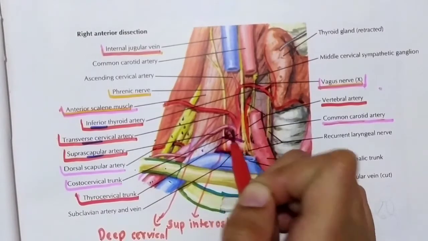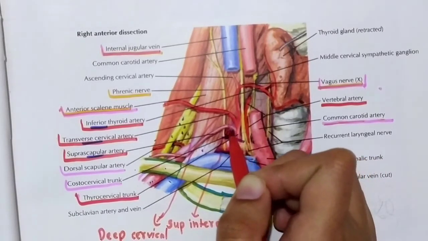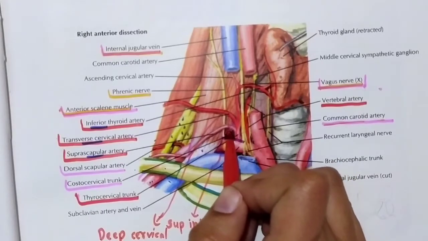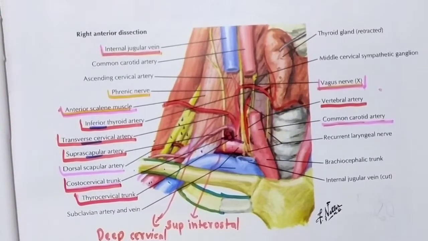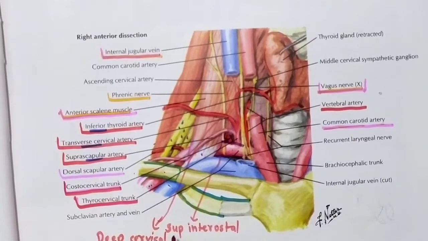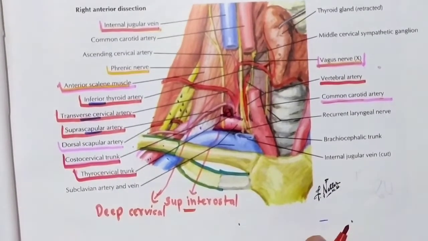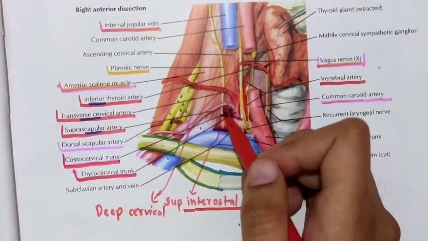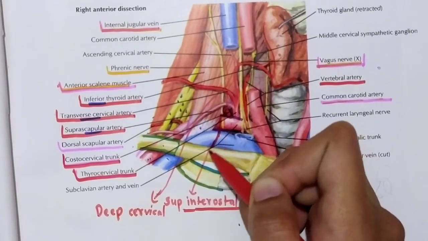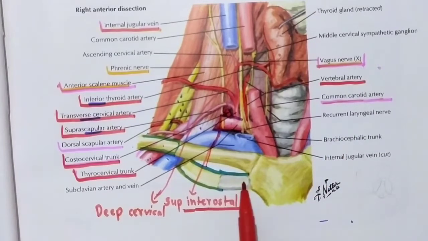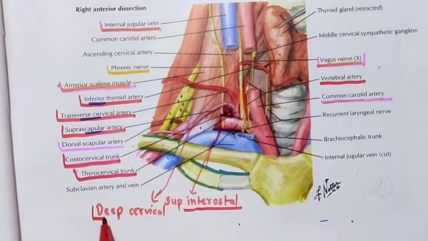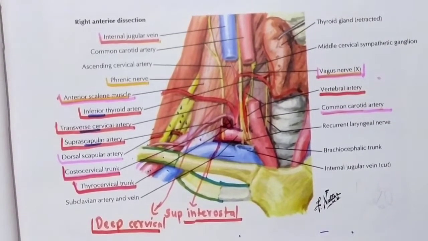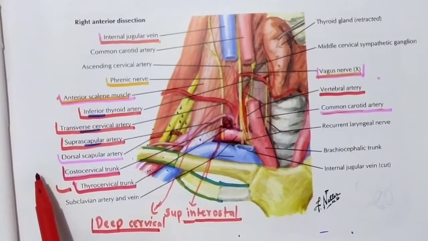Now you can see this small part here is the costocervical trunk, and from the costocervical trunk there are two branches. One is the superior intercostal, because it goes downward towards the intercostal spaces. Another branch goes deep through the cervical region, that's why it is known as the deep cervical. So there are three branches from the thyrocervical trunk and two branches from the costocervical trunk.